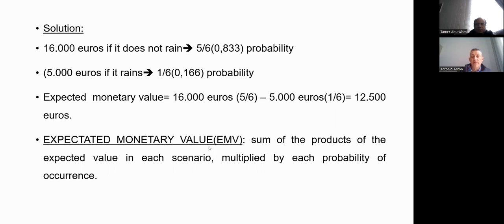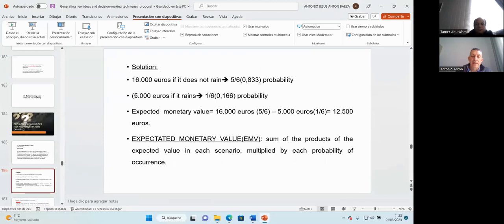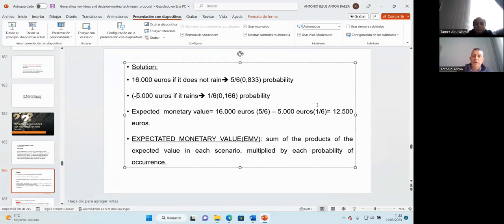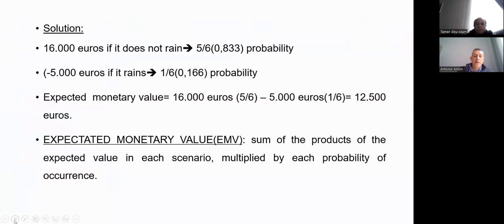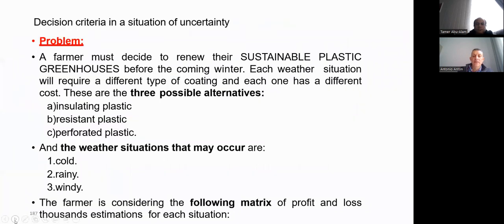The expected monetary value is the sum of the products of the expected value in each scenario. Here, remember, I put this as minus because this is 5,000 euros if it rains. That's the idea of putting it here. Here is minus, I put it here so you know. This is minus 15 euros if it rains, in this particular case. So this is in terms of risk.